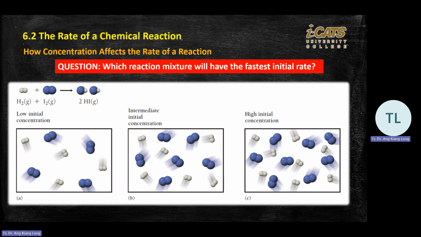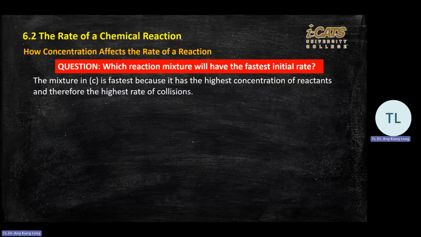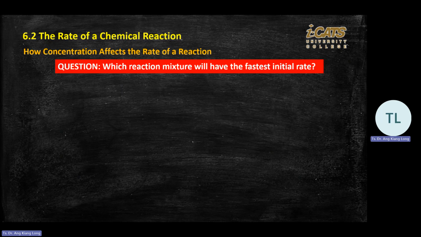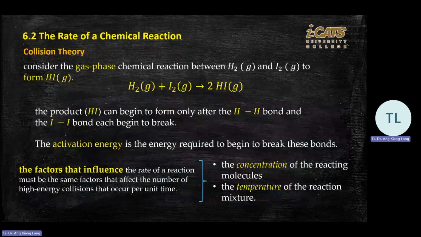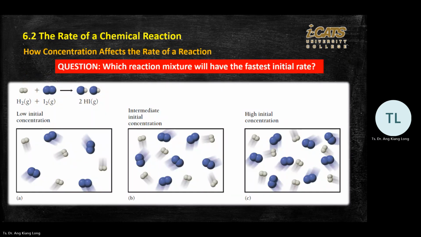So from here, which reaction mixture, A, B, or C, will have the fastest initial rate? C, yeah? Okay, mixture C has the fastest because it has the highest concentration. There are only two factors, concentration and temperature. Concentration of the reactant molecule and temperature of the reaction mixture. There are two factors.